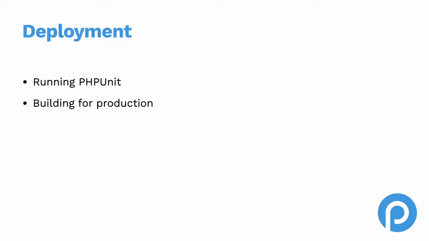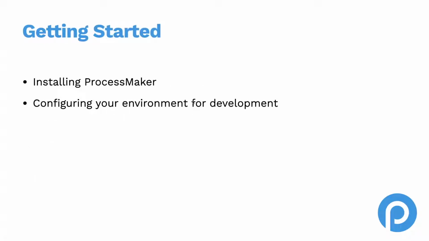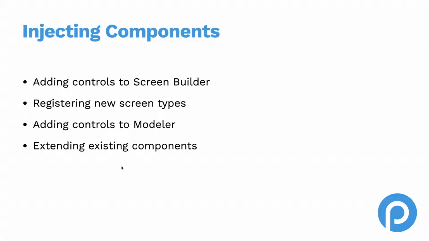Okay, so let's continue. Just to do a quick recap here. We talked about installing ProcessMaker, configuring your environment for development. We talked about the basics, cloning and configuring the skeleton. We're going to talk a little bit about writing unit tests, a little bit more about the package provider, routes, blade template changes, Vue.js changes. Then we're going to talk about deployment and injecting components.